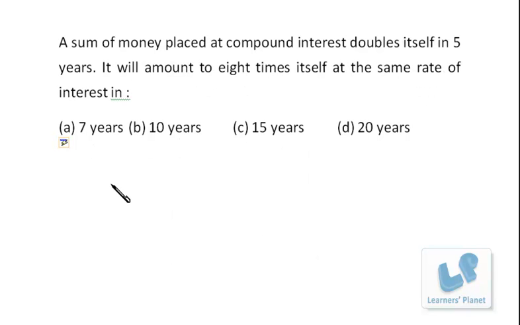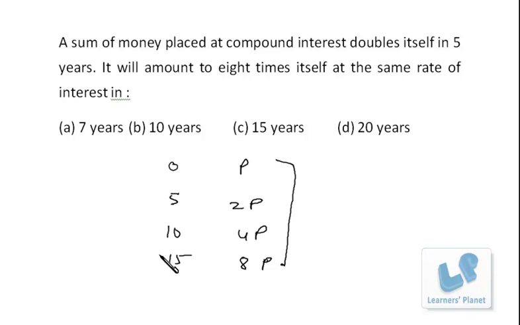Now a similar problem, try your own. A sum of money placed at compound interest doubles itself in 5 years. This is 0 and we started with P. In 5 years it is 2P. In 10 years it will be 4P. In 15 years it will be 8P. So from P to 8P it will take 15 years. I hope you are clear.